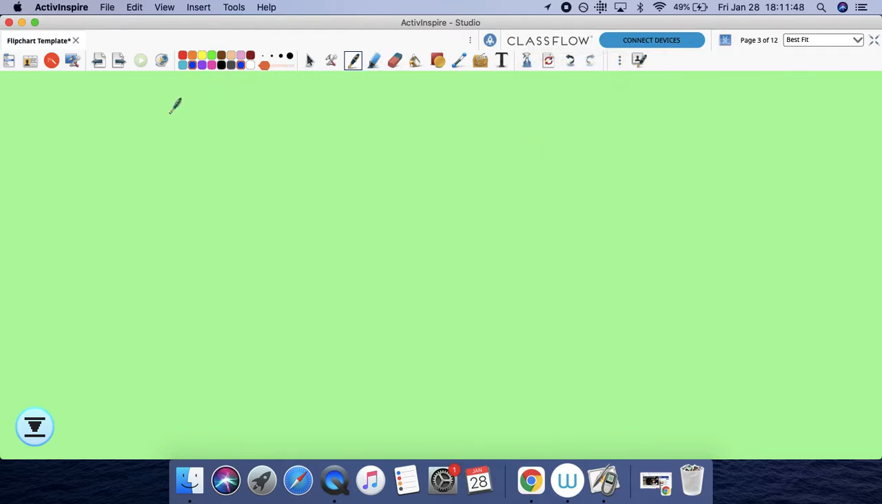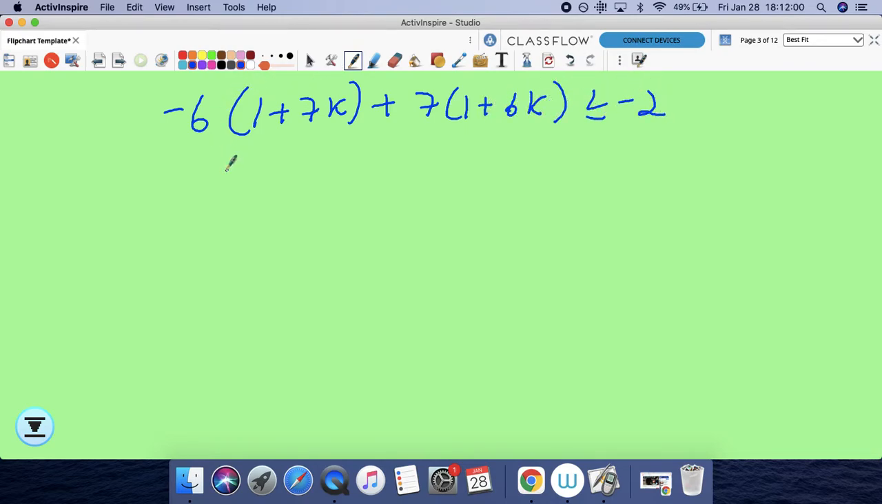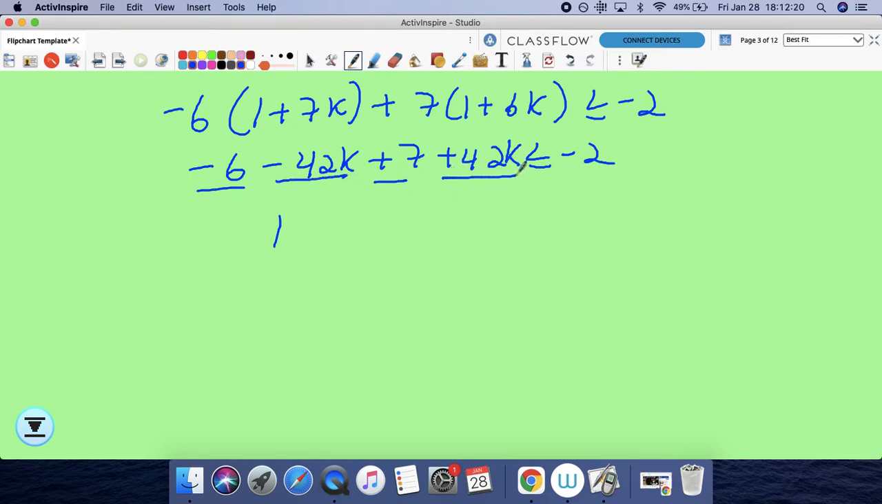Okay, so far 6. 1 plus 7k plus 7, 1 plus 6k less or equal to -2. Distribute: -6 minus 42k plus 7 plus 42k. Can I combine like terms? -6 and 7 gives me 1. Oops, I forgot a k here. Now, this is interesting. -42k and plus 42k, it's 0.